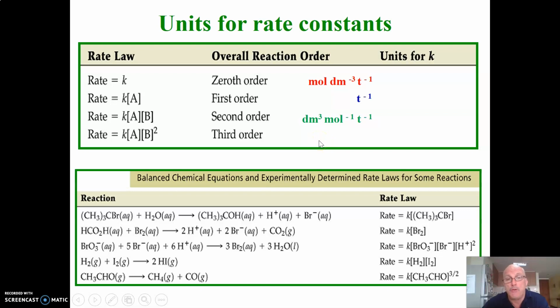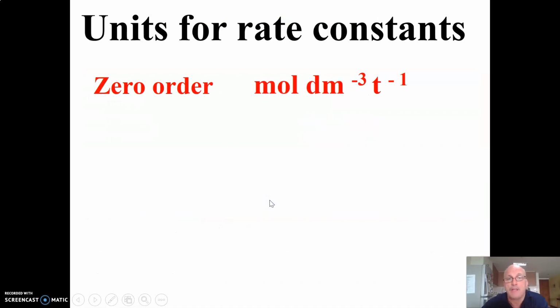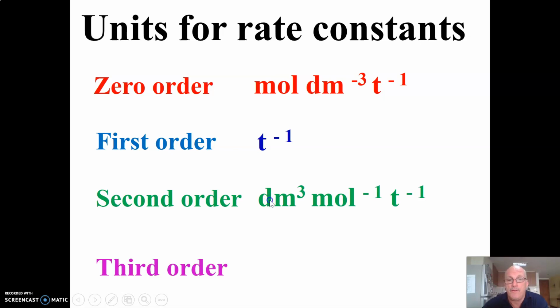And third order, you can pause the video and you can try to work out what the units would be. Think about it now. And yes, the unit is dm6 mole to the minus 2 per time. And we'll deal with third order in another video. Here are some examples of real reactions. And here are the rate laws. And you can see there's no relationship between the rate law and the overall equation, okay? And here is a summary of the units of k for different rate laws.